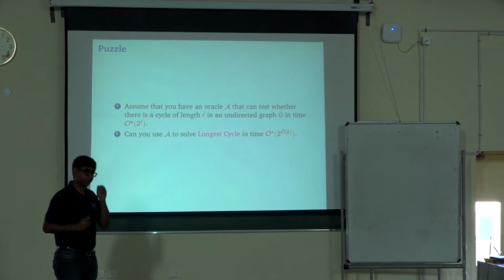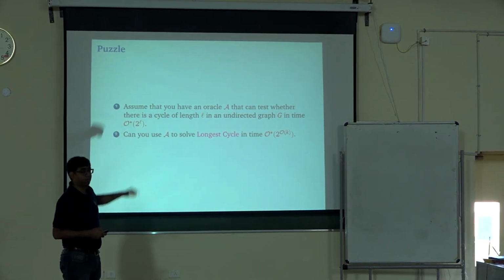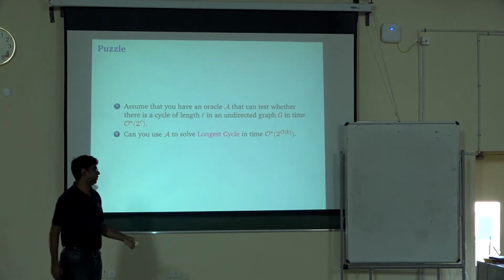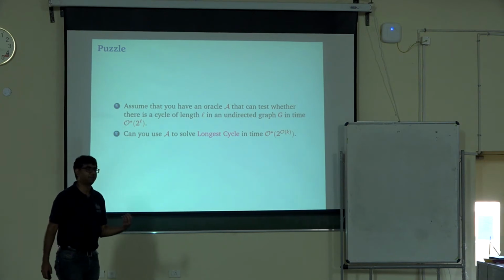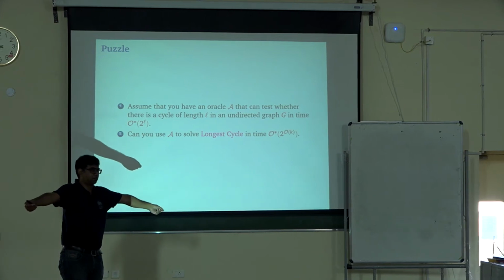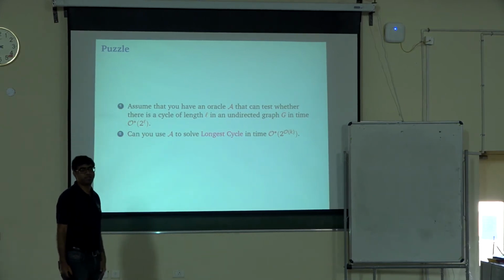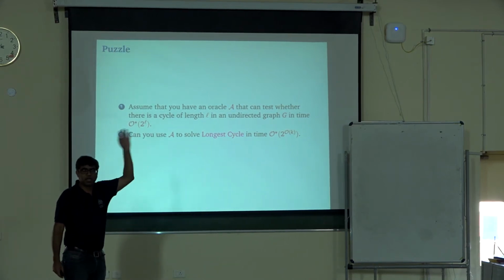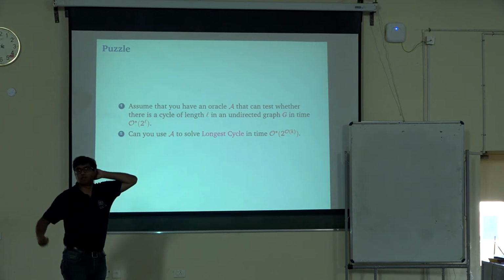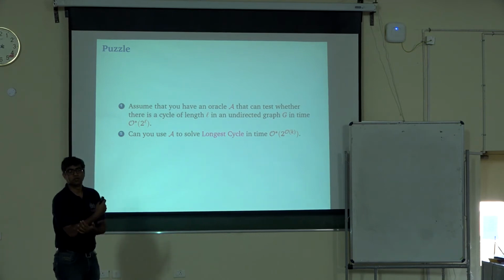Okay. But even if you are allowed this oracle in unlimited time, it is still not obvious that you can get 2 power any f of k, because maybe the longest cycle has no dependence on k. Your k is like, I don't know, log n, or some very unknown function, and your longest cycle is like n or root n.